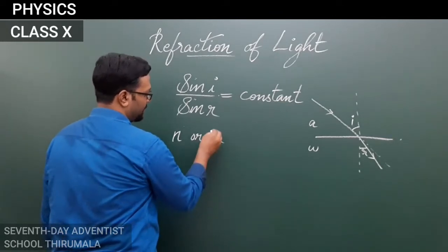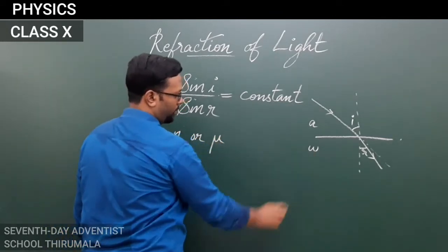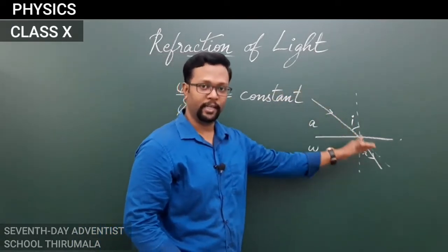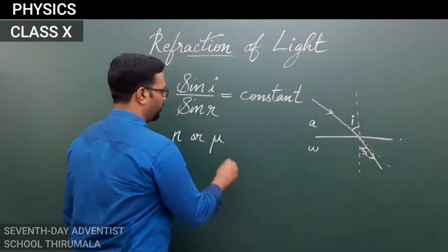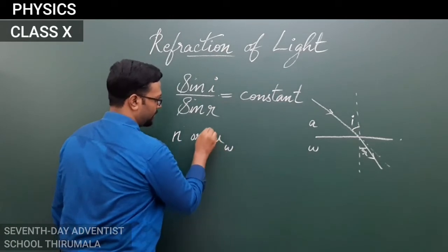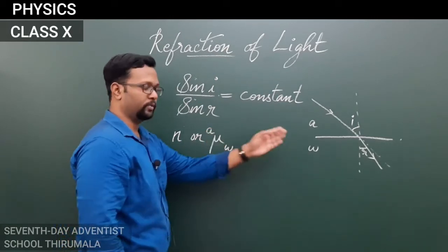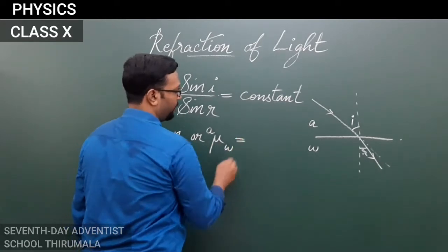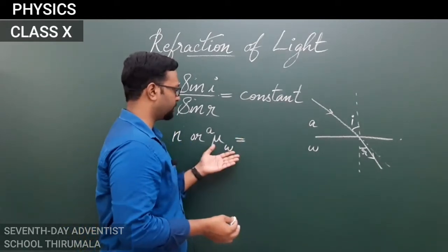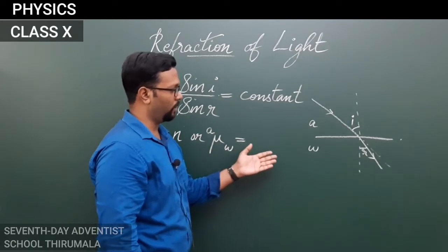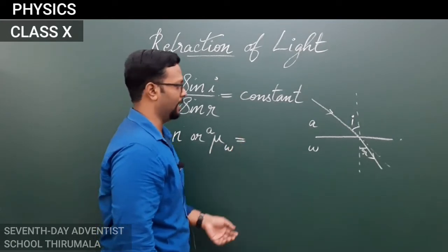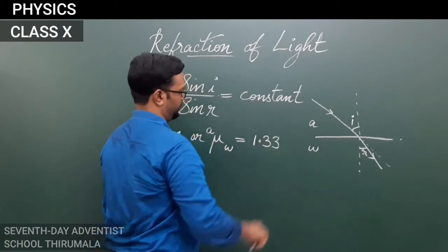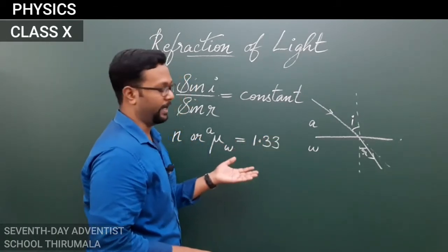And we write it as refractive index of water because the light ray is traveling through air and entering into water. So this is the refractive index of water with respect to air. And we can have its value. The refractive index of water with respect to air has been calculated to be 1.33. We will come back to that later.